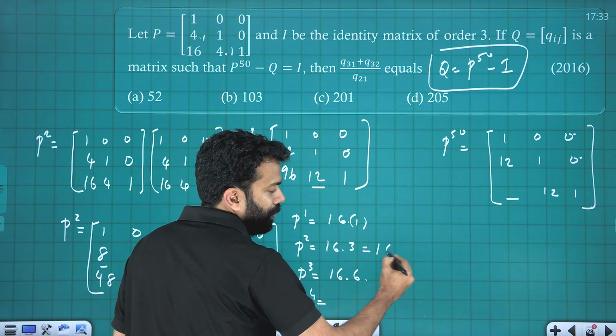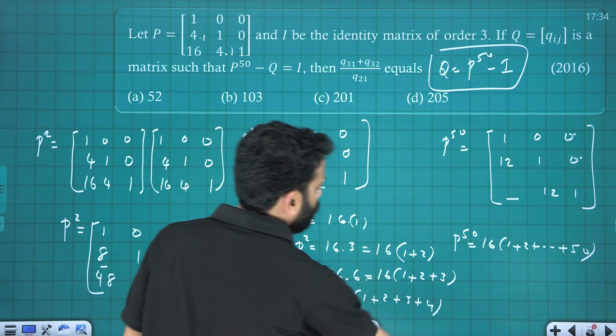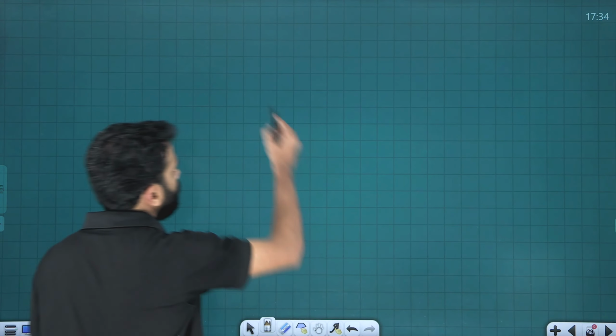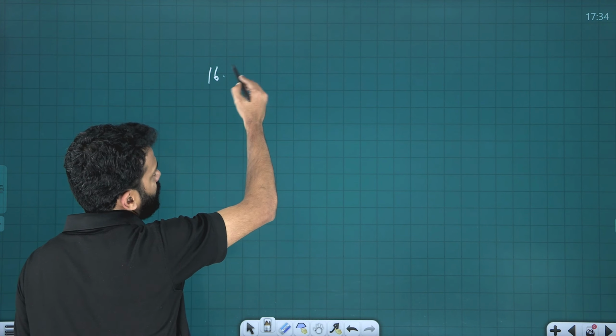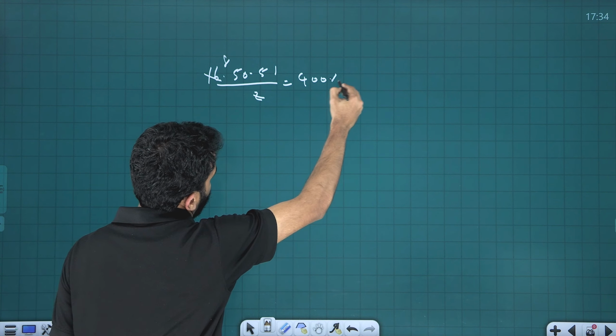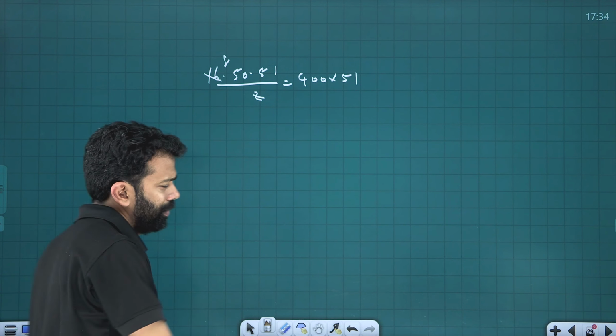Therefore, we need to move to the next slide. Okay. Therefore, the corresponding element in P raised to 50 is 16 into the sum of first 50 natural numbers, which is 50 into 51 by 2. That is n into n plus 1 by 2, right? Okay. If we cancel it, it will be like 8. 8 into 50 is 400. That is 400 into 51. Okay. You don't want to multiply it further.